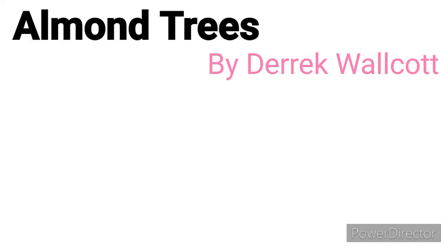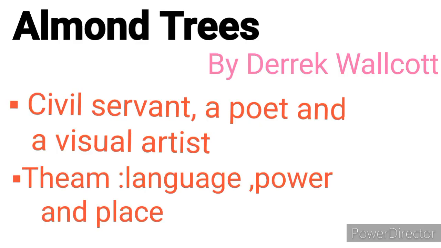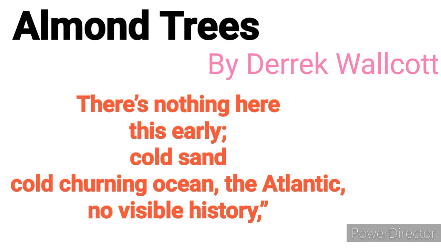Now we will look at the author. He was a civil servant, a poet, and a visual artist. His first poem was published when he was 14 years old. The main themes of all his works are language, power, and place. The poem is too lengthy, so we will see the line by line explanation now.